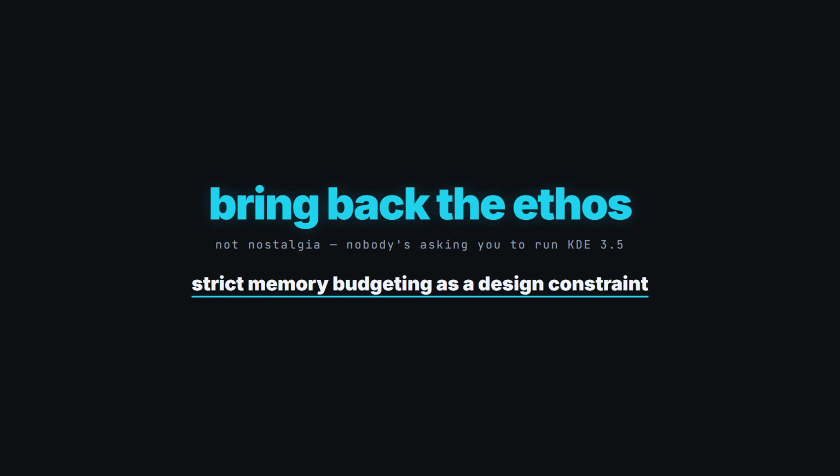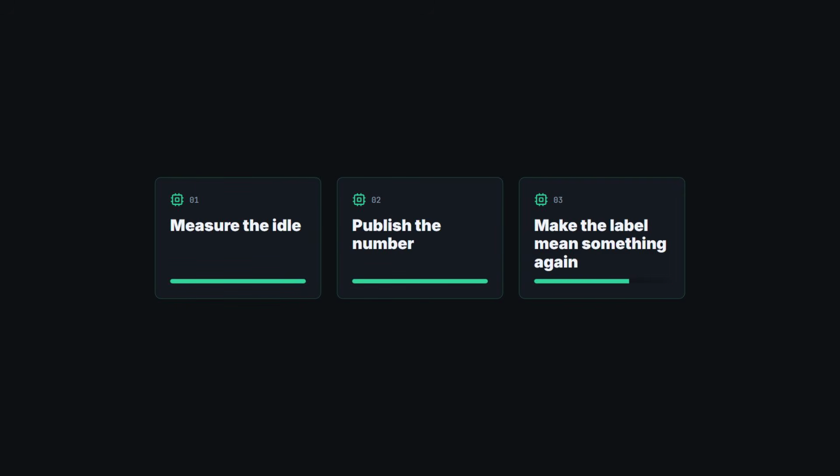Strict memory budgeting as a design constraint, not an afterthought. Treating an unnecessary abstraction as a cost you have to justify, not a convenience you get for free. And community-driven, actually auditing the word lightweight every time a project claims it. Measure the idle. Publish the number. Make the label mean something again. Mechanical sympathy was never about old hardware. It was about respect for the machine and for the person depending on it.